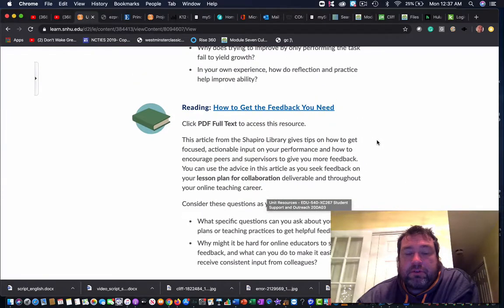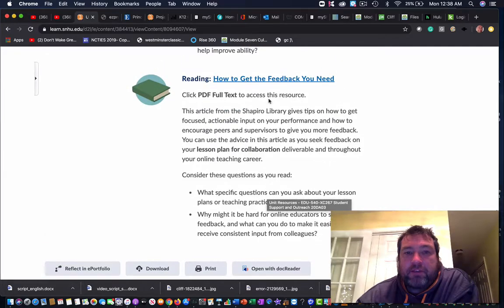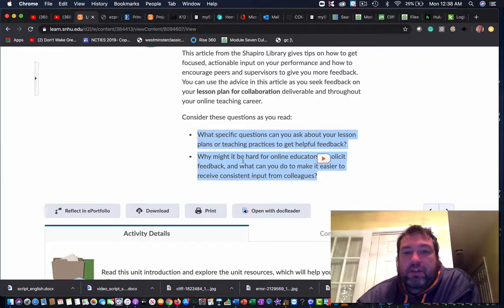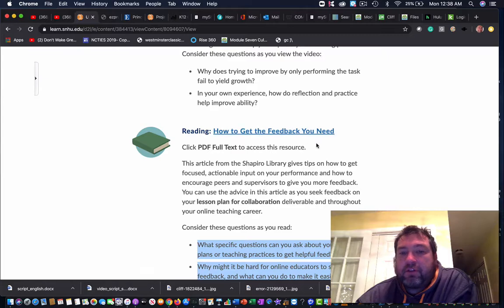If I skip down to the very bottom of the page, there's a resource titled How to Get the Feedback You Need. If you look at the questions to consider when you read this resource, the second one says, why might it be hard for online educators to solicit feedback, and what can you do to make it easier to receive consistent input from colleagues? Also, what specific questions can you ask about your lesson plans or teaching practices to get helpful feedback? That's a good reading to go through before you put together your interview questions for your colleague when you're going through your lesson plan.